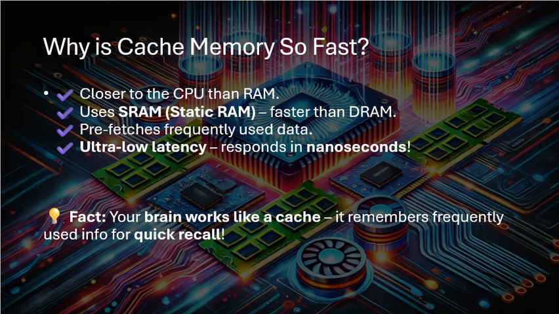Our brain actually works like a cache memory. It remembers frequently used information for quick recall, and if the cache doesn't need something in the near future, it tries to forget it and removes it from its memory, freeing up space.